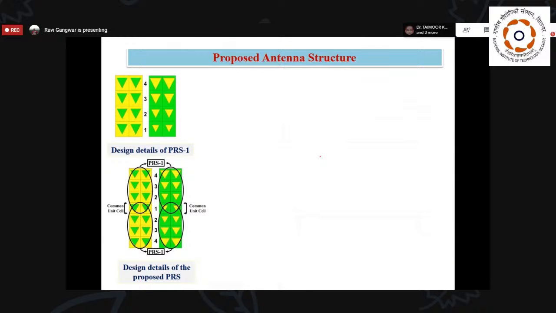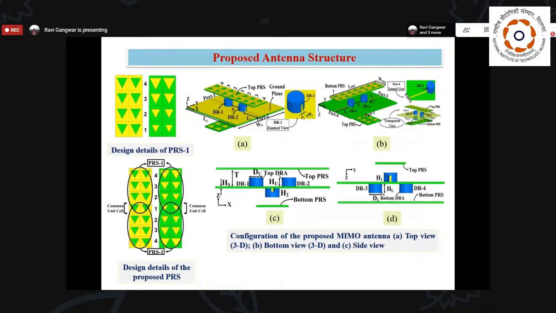Now, that is the proposed structure. Here I have used two consecutive structures of PRS1. You can see that is the center position. From the center position, the size of the unit cell is increased. Why am I using this structure? Because we are going to put it onto two antennas which are placed face to face.